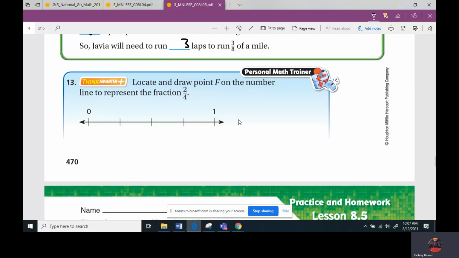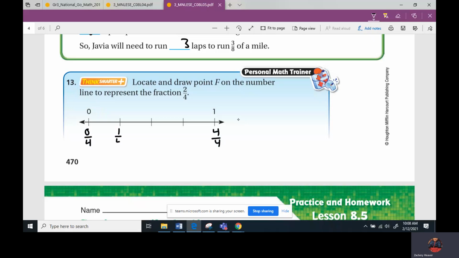And this one says locate point F on the number line to represent the fraction 2/4. So we know we're doing fourths. So this is 0, so it's definitely going to be 0/4. And this is 1, so it's going to be 4/4. 4 to 4, we know that equals 1. We have our start point and our end point.